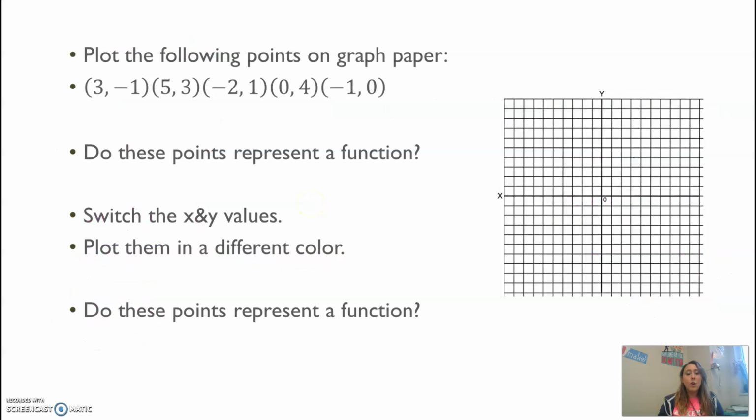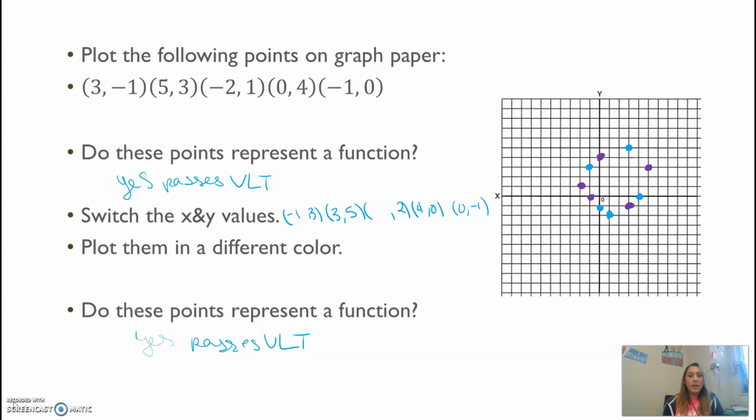All right, so now I'd like you to hit pause, and I would like you to do all of this. I will come back with it finished, but I would like you to do all of it. Okay, so here is the graph. This is what you should have gotten. Hold on. This should say -2, 1. Okay, so I went ahead and graphed them.